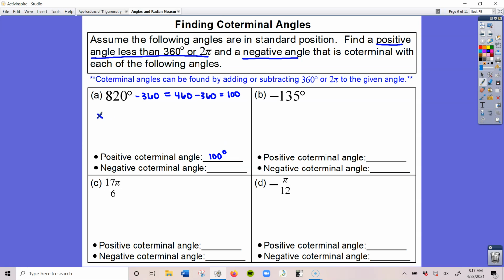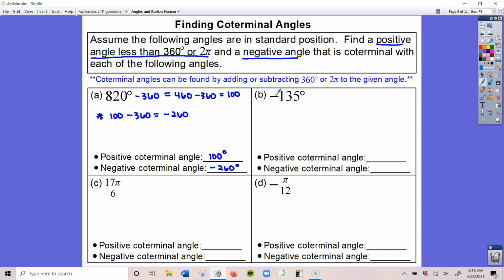To get a negative coterminal angle, we take the 100 and we're going to continue subtracting until I get a negative. 100 minus 360 is negative 260. So a negative coterminal angle would be negative 260 degrees.